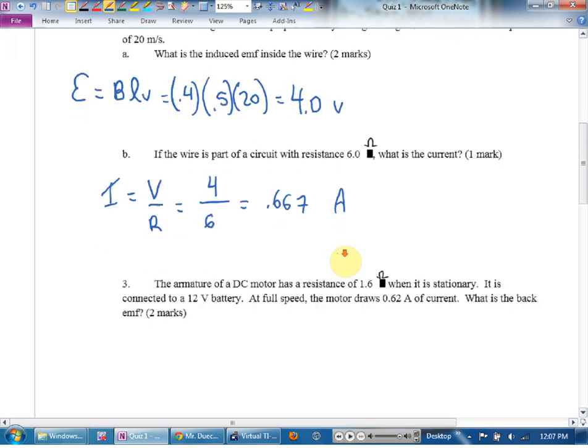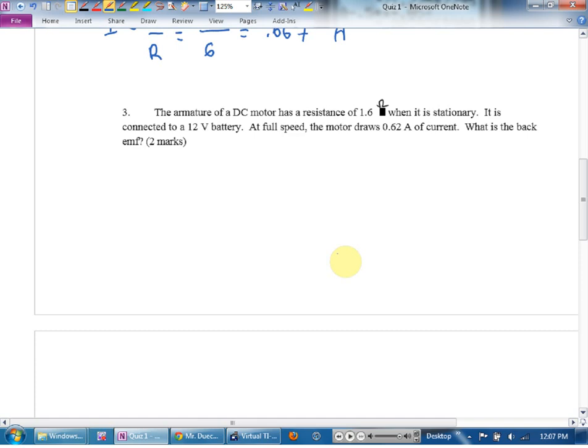Number three. Okay, here's back voltage. The armature of a DC motor has resistance of 1.6 ohms when it's stationary. It's connected to a 12-volt battery. At full speed, the motor draws 0.62 amps of current. What's the back EMF? Well, let's see. The back EMF is equal to the full voltage minus whatever is left inside the armature. Do I know my full voltage here? 12 minus. Do I know the current when I'm running at full speed? 0.62. Do I know the resistance of my armature?